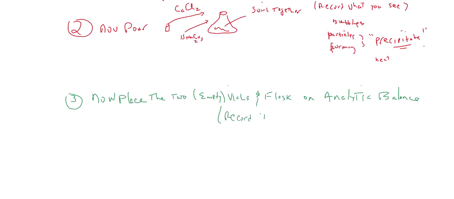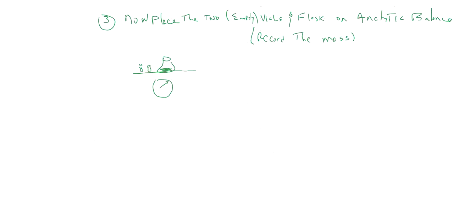Record the mass. Okay, so there's a vial, and now we've got the flask with the calcium chloride and the sodium carbonate stuff in there. And this is all on the balance. And then we record the mass. Now 4. Okay. And again, you should see probably the mass is less.